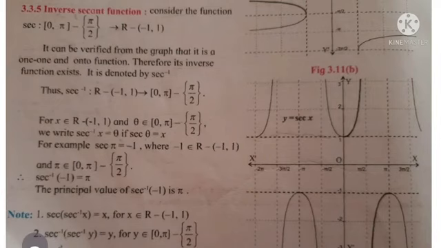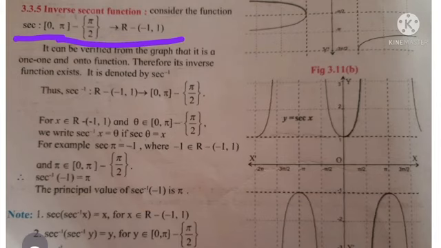What is the function here? Sec from the closed interval 0 to pi minus pi by 2 to R minus the interval -1 to 1. It can be verified from the graph that it is a one-one and onto function. Observe the graph: 0 to pi minus pi by 2.